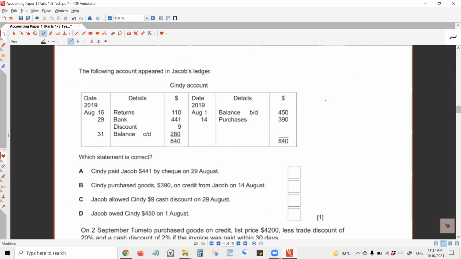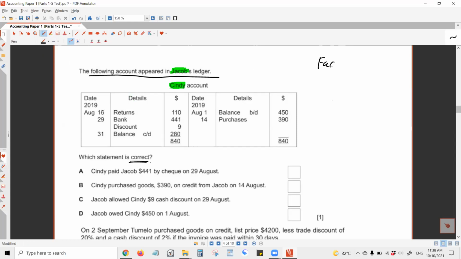Okay, next question. Which statement is correct? The following account appeared in Jacob's ledger. I see two names given here. Once again, we have to know who we are first.